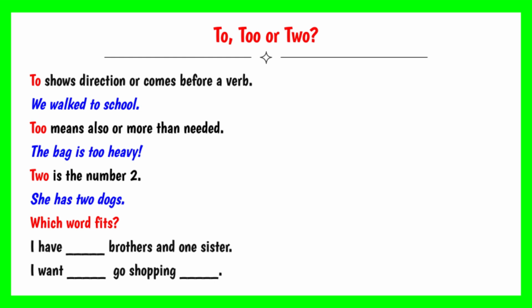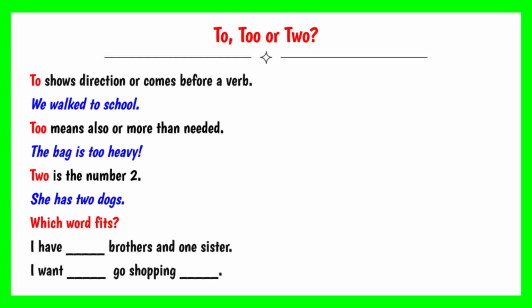I want to go shopping too. The first answer is to, because it comes before the action word go. The second answer is too, because it means also.